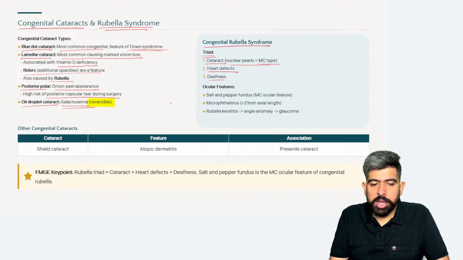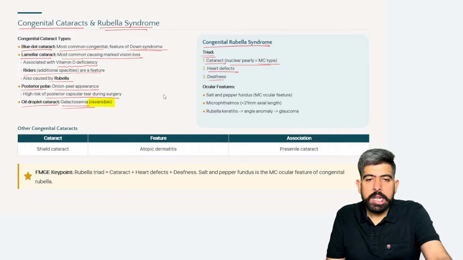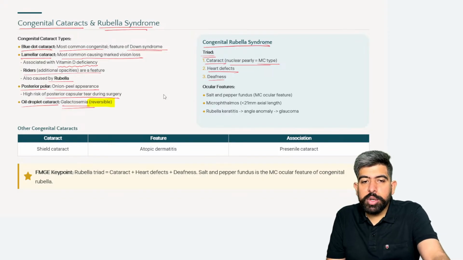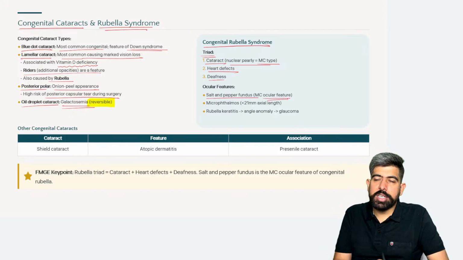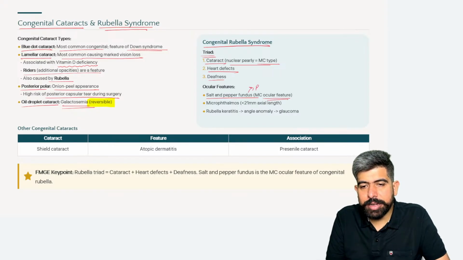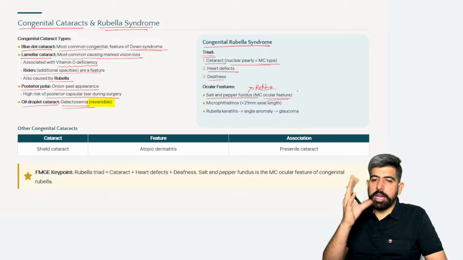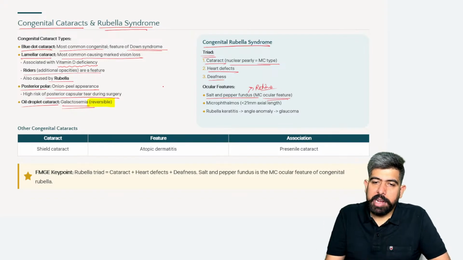Also, if we're talking about the ocular findings, what ocular features will be seen in congenital rubella syndrome? The patient has a salt and pepper fundus, which is the most common ocular feature. And what is the meaning of fundus? Yes, we have to see the retina. So the fundus of the retina will be seen in a salt and pepper appearance.